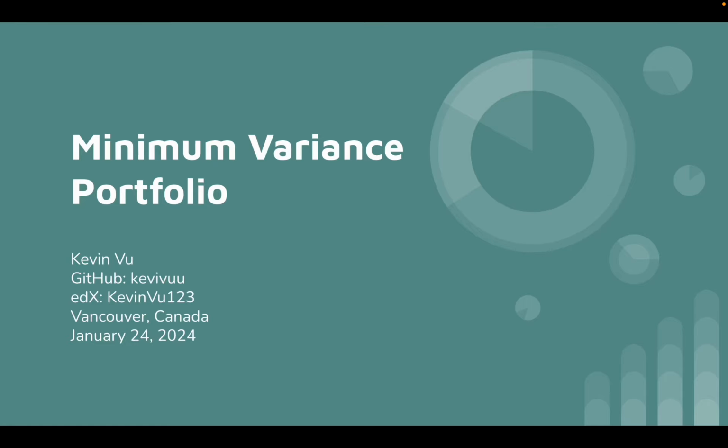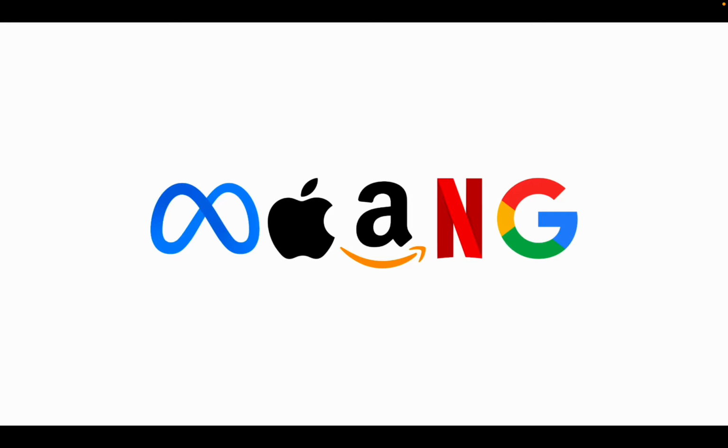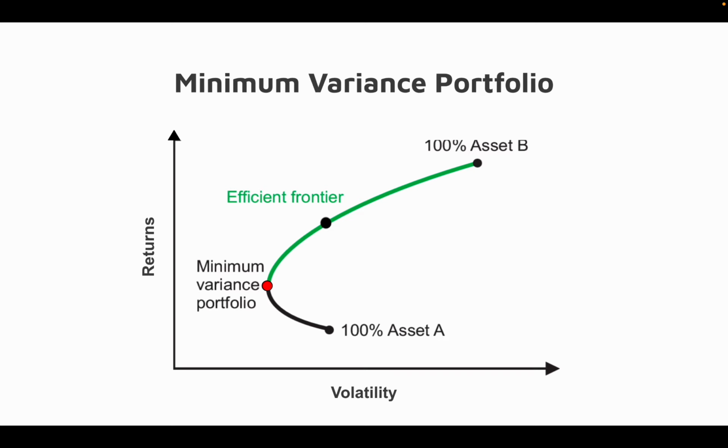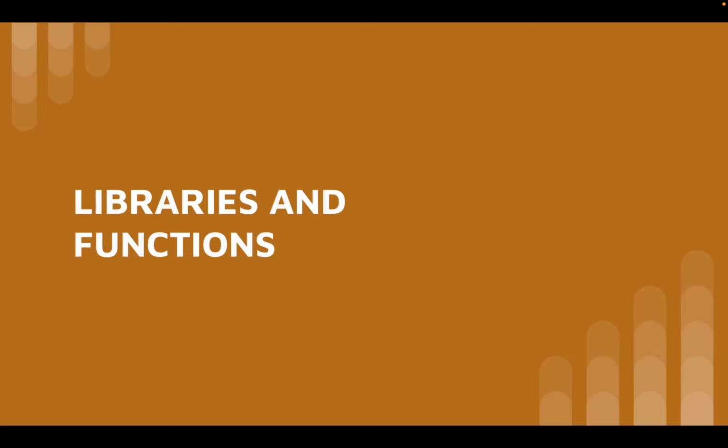So the basic idea is to ask the user to input two out of these five FANG companies, which stands for Facebook, or now Meta, Apple, Amazon, Netflix, and Google. And from those two inputted companies, I would take their stock and create a portfolio so that the risk would be as low as possible, hence the minimum variance portfolio.